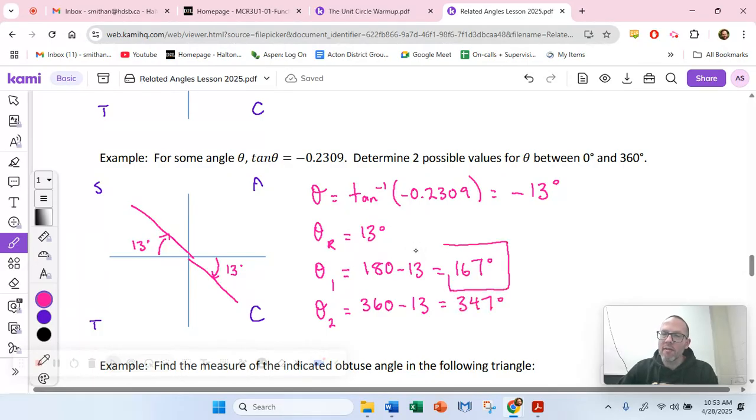So when you guys do the tan of these, it's worth checking. Doesn't take long. If you do the tan of those two values, should give you negative 0.2309. Self-checking problems. You can check to see if you're right.